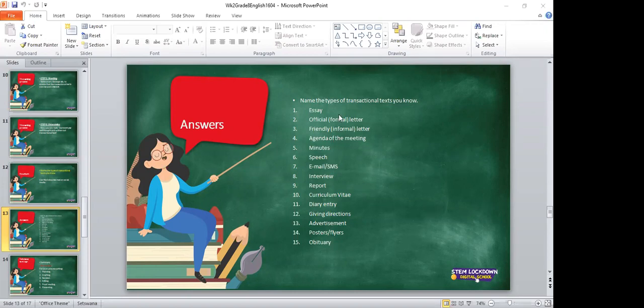So yes, these 15 that I've listed here, most of them you're going to need to know and need to write, because one way or the other, you're going to meet them in tests and exams, where you have to write minutes, or a diary entry, or an advertisement, write an obituary, or write an essay.